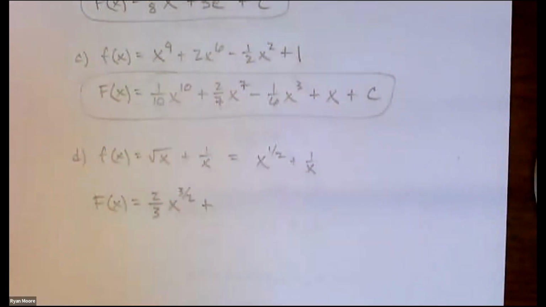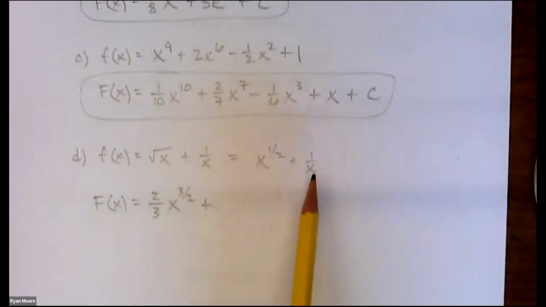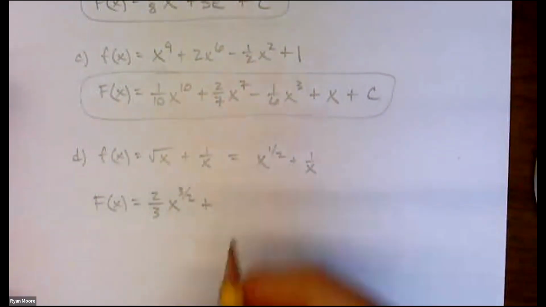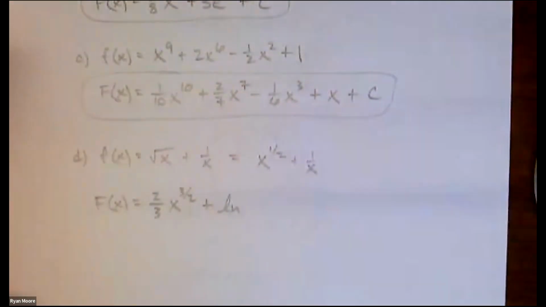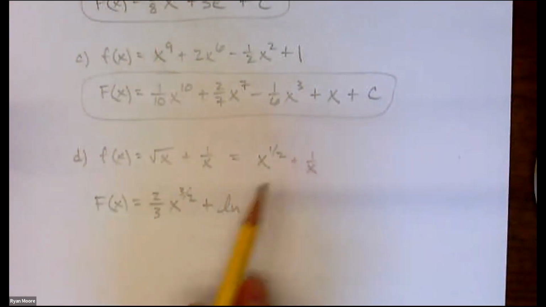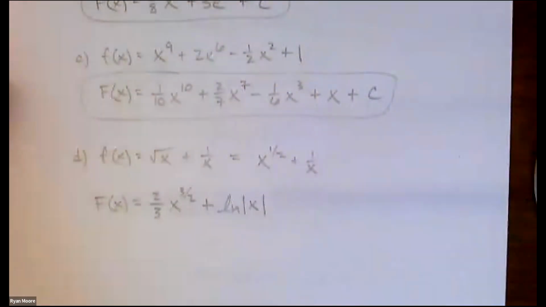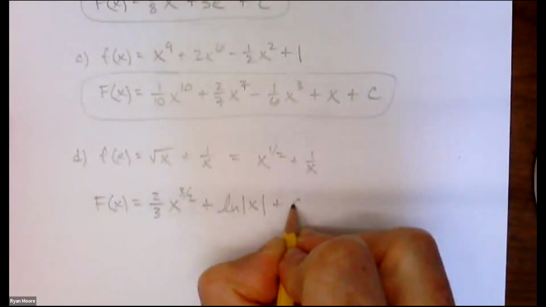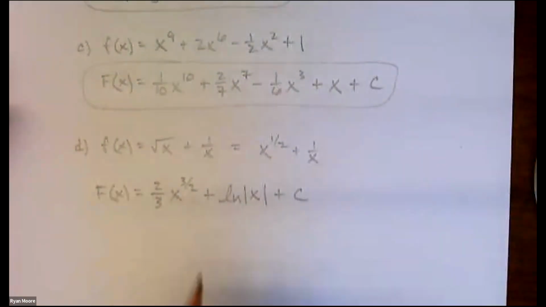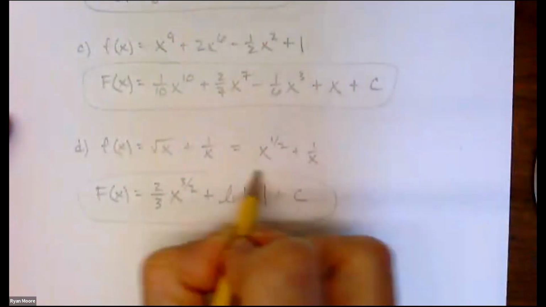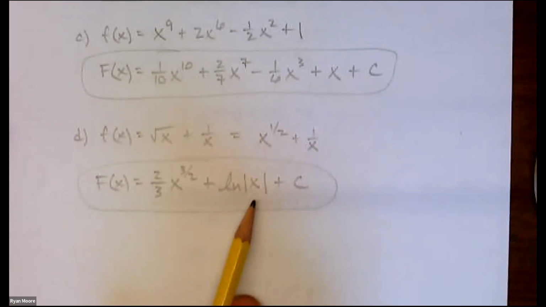Hey, what's the antiderivative of 1 over x? Well, what do you take the derivative of to get this? Natural log of x. Okay, one thing here. When we do an antiderivative, we got to write the natural log of the absolute value of x. And of course, let me put on the plus c, but let me explain this. There's our answer. Why do we need an absolute value of x?